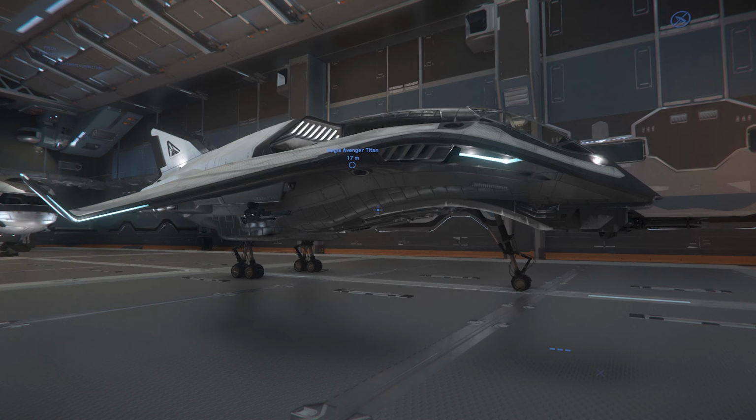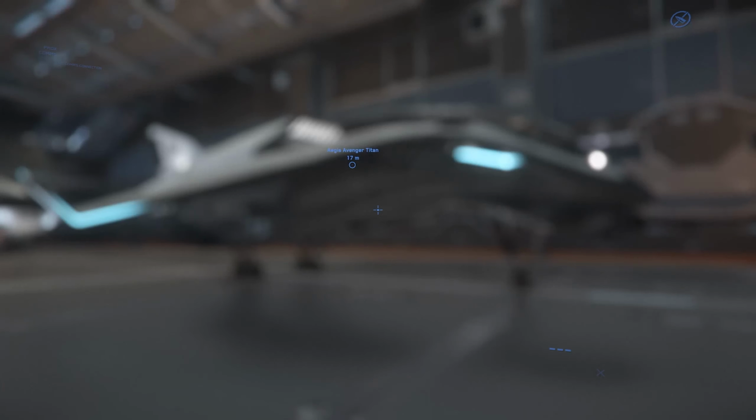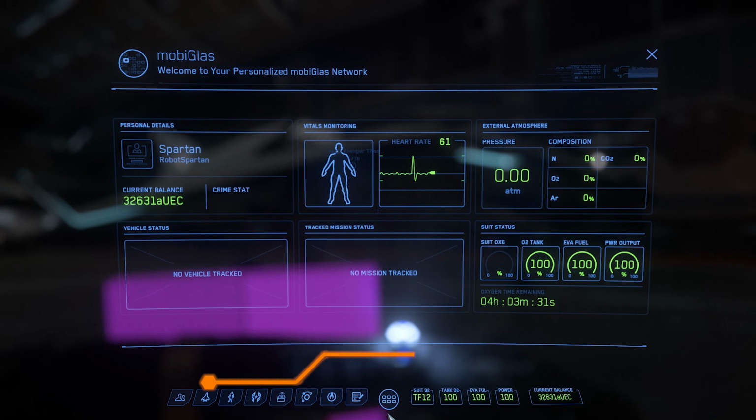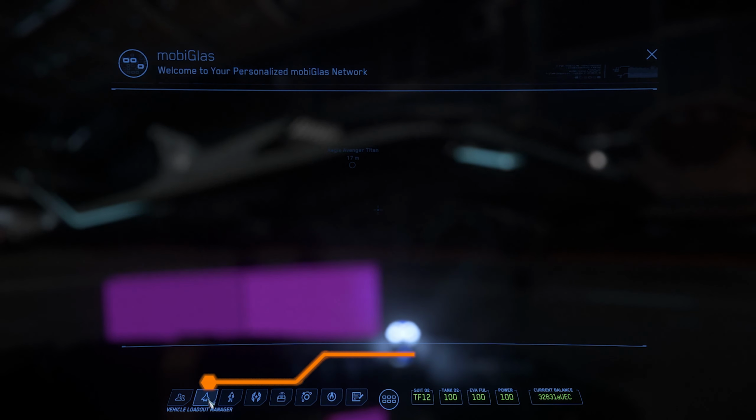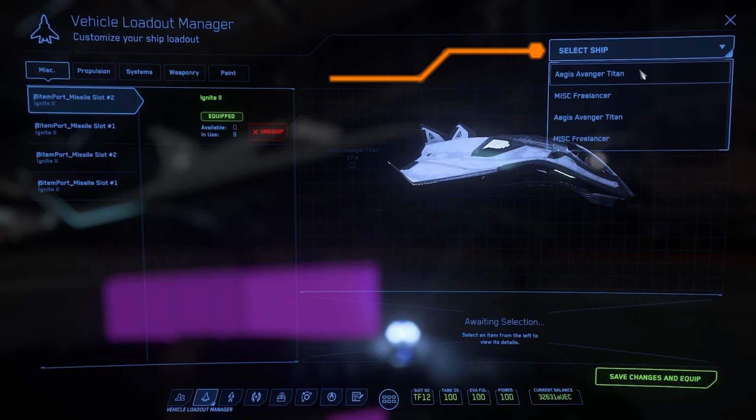Let's begin with how you interact with and change your ship's components. Open the mobi-glass by hitting the F1 key, then select the Ship Loadout tab, which is shown here. From the top right, you will find a drop-down list of every ship you currently have access to. I'm in the hangar module currently, and so I have access to all of my ships freely.